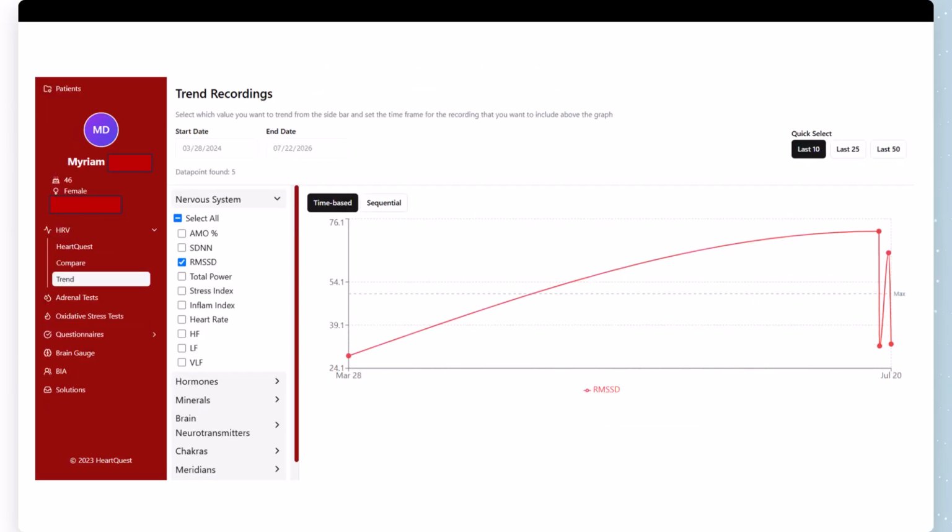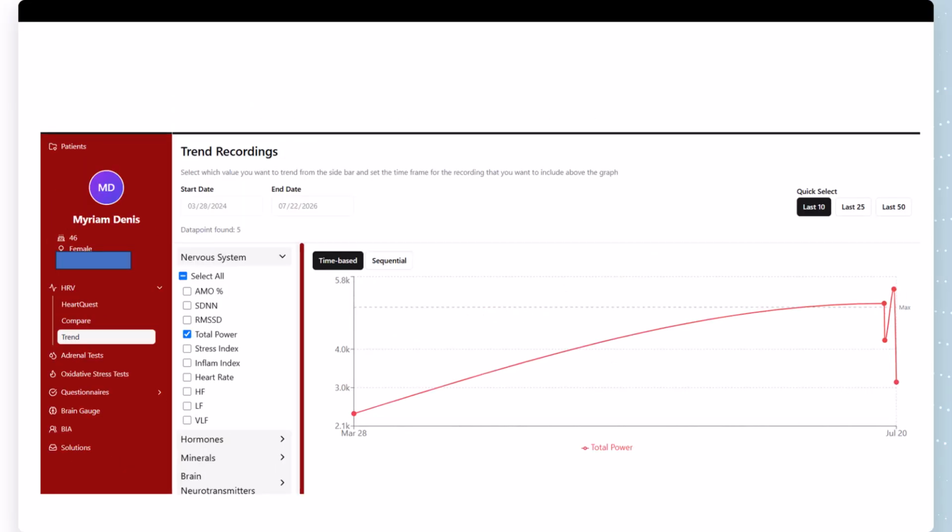And RMSSD, her ability to recover, rest and digest and parasympathetic vagal tone and all that good stuff, is going up. Drops a little bit, goes back up. Even when it drops, though, you can put your cursor on those little red dots there, and it will tell you what the value is, but she's still within range. And the same thing here when we look at total power. So going up, and that's a good thing. Of course, it drops a little bit, and we're going to be tracking her, and hopefully we'll see that going back up and staying up that way.